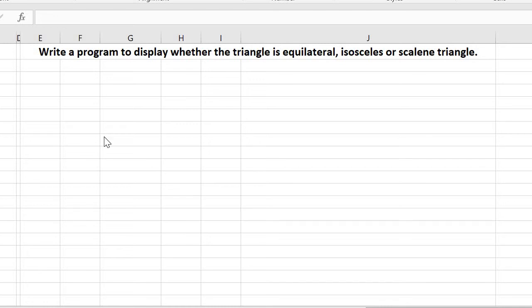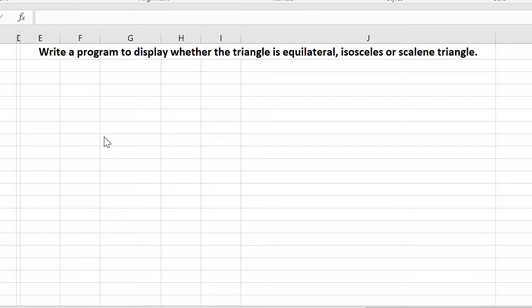Hello everyone. So in today's section, we are here to discuss a new assignment. That is, we have to write a program to display whether the triangle is an equilateral triangle, an isosceles triangle, or a scalene triangle. So first of all, we need to understand what an equilateral triangle is.